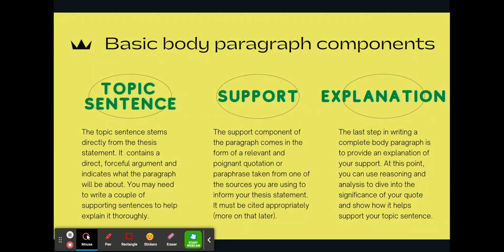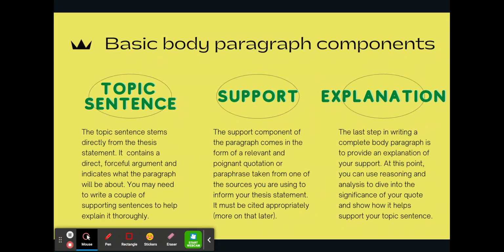As you heard in the previous lecture, there are three basic body paragraph components. We've got the topic sentence, which stems directly from the thesis statement. It contains a direct, forceful argument and indicates what the paragraph will be about. You may need to write a couple of supporting sentences to help explain it thoroughly, and that's totally okay.